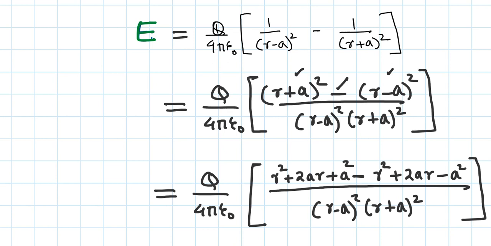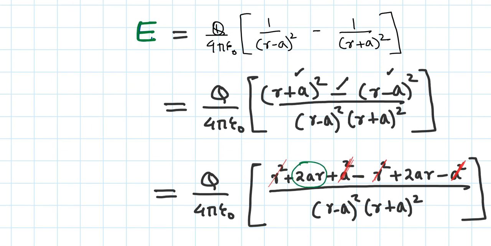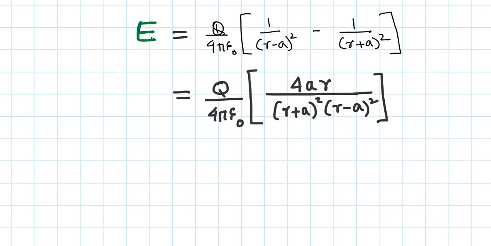So from this expression, as you can see, the terms that we can cancel out are the R square and minus R square. Then A square gets cancelled with minus A square. So the only two remaining terms are 2AR plus 2AR. So in the numerator, you add the two terms 2AR plus 2AR, and you get 4AR divided by (R plus A) the whole square into (R minus A) the whole square.